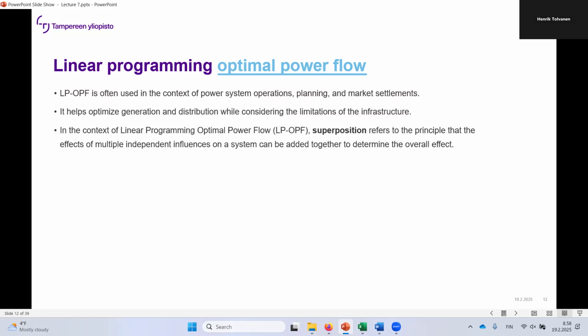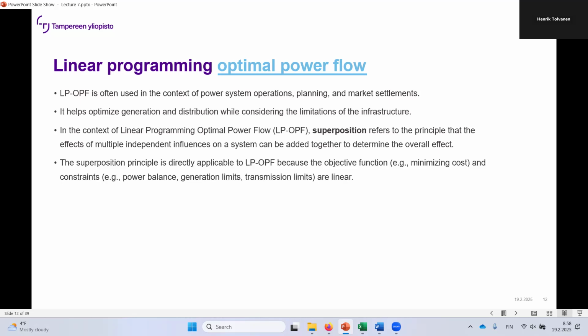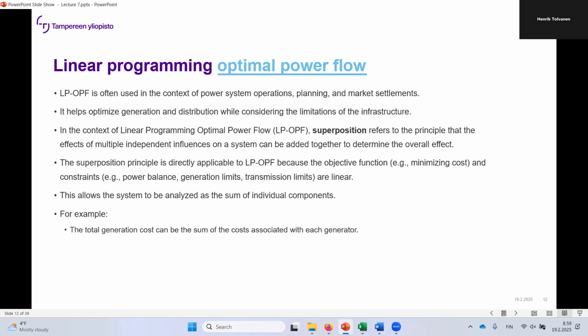We can use this superposition, which refers to the principle that effects of multiple independent influences on a system can be added together to determine the overall effect. So this superposition principle is directly applicable to this problem because the objective function, minimizing cost, and the power plant limitations are linear. So basically what this allows us to do is to analyze the system as a sum of these individual components.